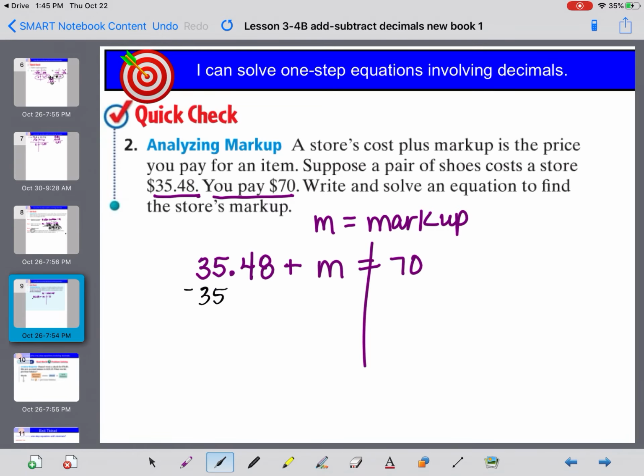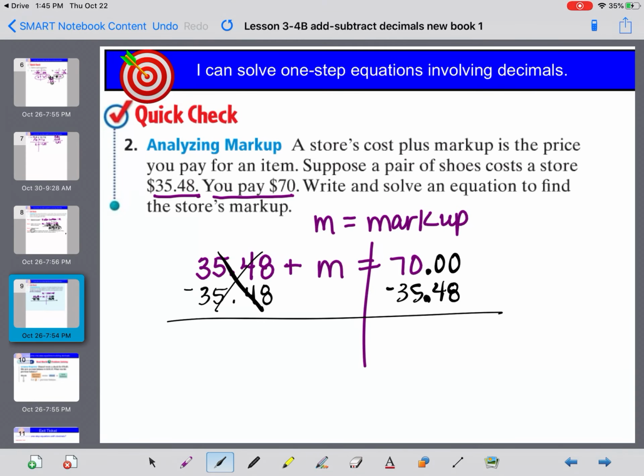Well, I can use inverse operations to find that amount. By subtracting $35.48 from both sides, I also need to remember that I need to put place values in and line up my decimal points. Then I have to get really good at borrowing. And now I can do the math.